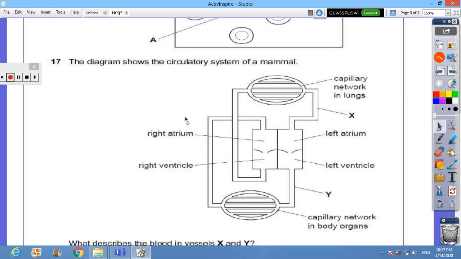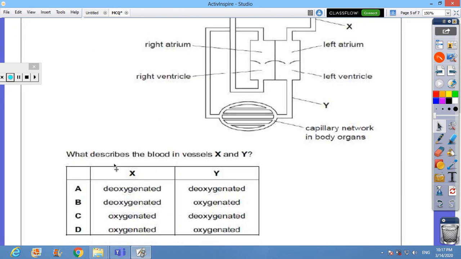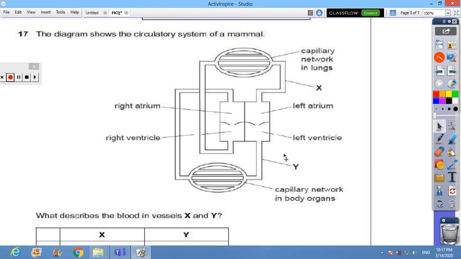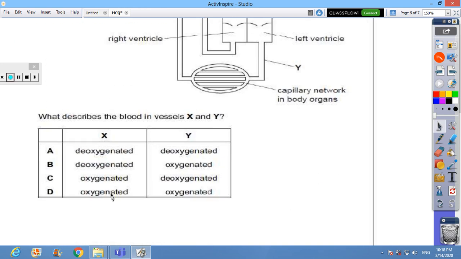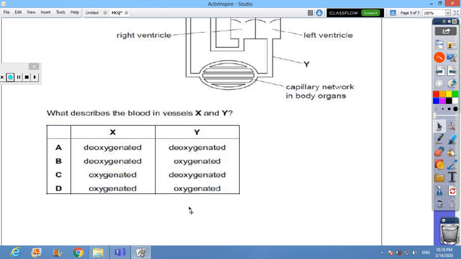The diagram shows the circulatory system of a mammal. What describes the blood in the vessels X and Y as oxygenated or deoxygenated? Y carries blood from the heart to the body organs. This left atrium receives the blood from the lung. So both X and Y contain oxygenated blood. So it must be oxygenated, oxygenated. Answer is D.